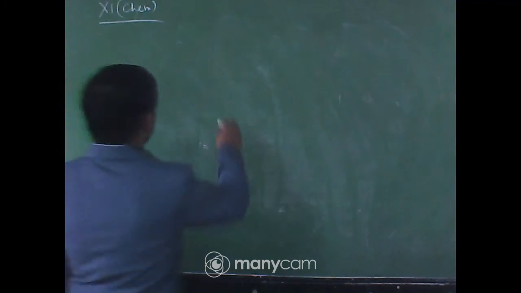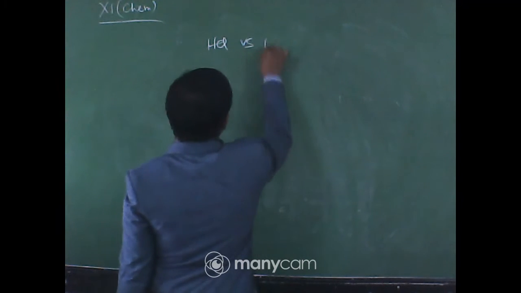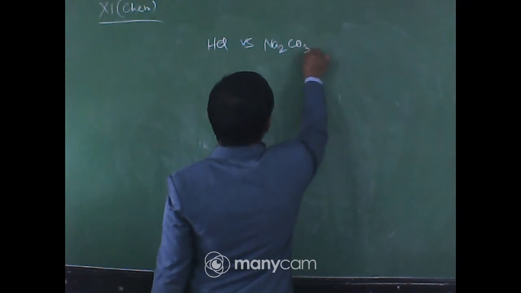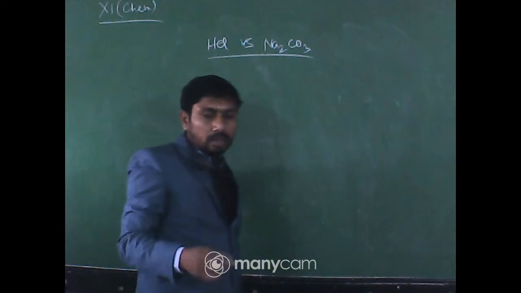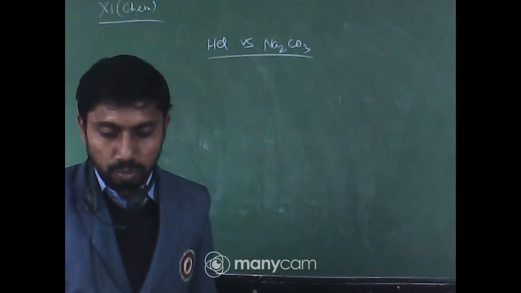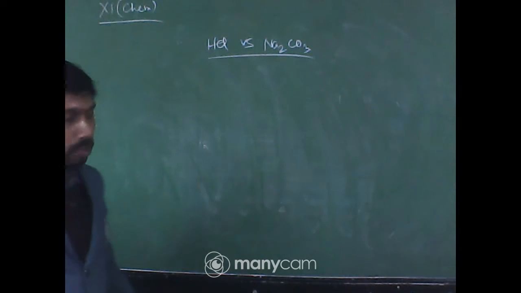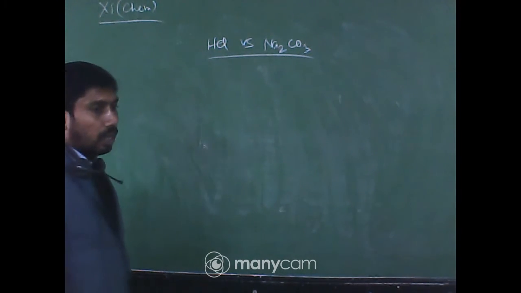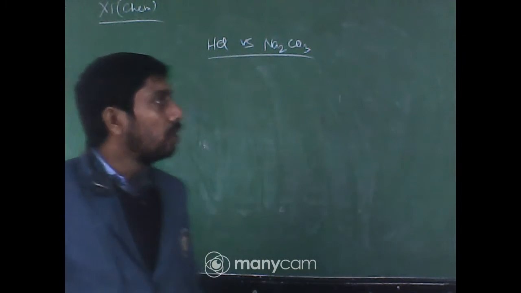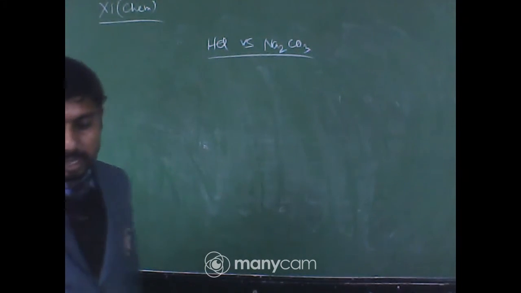So you have got the preliminary knowledge on that. For this, there is another practical for you, that is hydrochloric acid versus sodium carbonate, HCl versus Na2CO3. This is the other one. You have to do any one out of those two. Either it is oxalic acid versus NaOH, or it is sodium carbonate versus HCl.